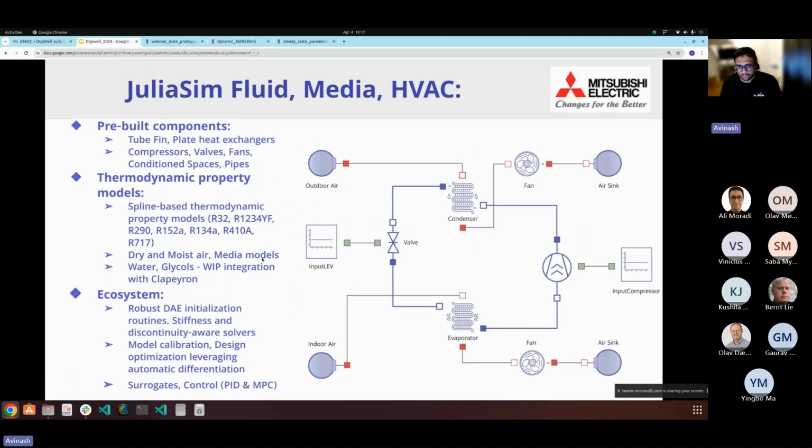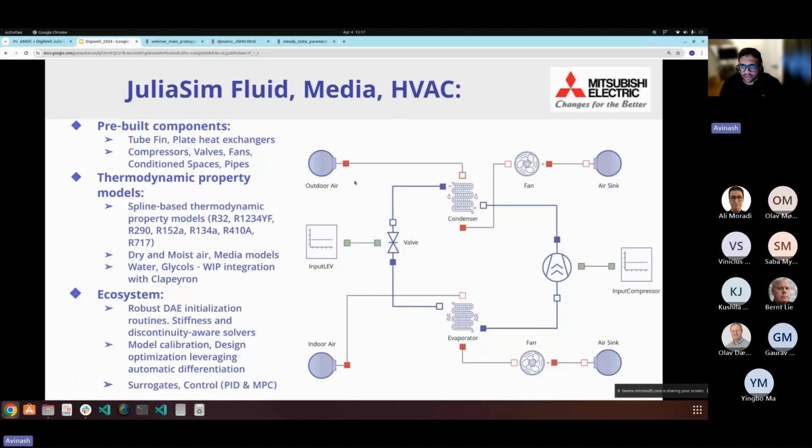We also provide thermodynamic property models. So for instance, spline-based thermodynamic property models for a bunch of refrigerants. These tend to be on the order of 1,000 times faster than, say, using CoolProp. And also air models like dry air and moist air. And these are very much media models. So that's in the Julia Sim media. And these are very much inspired by the open source Modelica media library.